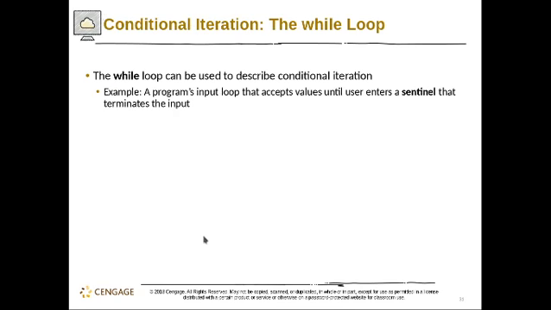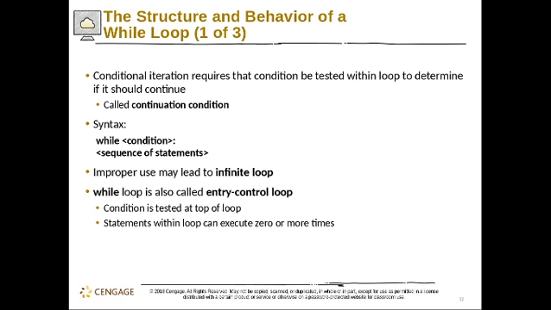The while loop, now let's have a different loop. So we have the while loop. It can be used to describe a conditional iteration. So for example, a program's input loop that accepts values until the user enters a sentinel that terminates the input. So the while loop is a conditional iteration that requires that a condition be tested within the loop to determine if it should continue. So it's called the continuation condition.